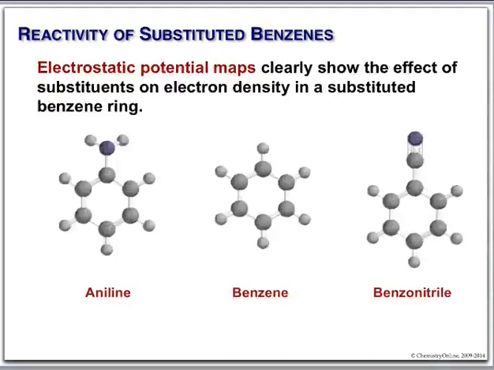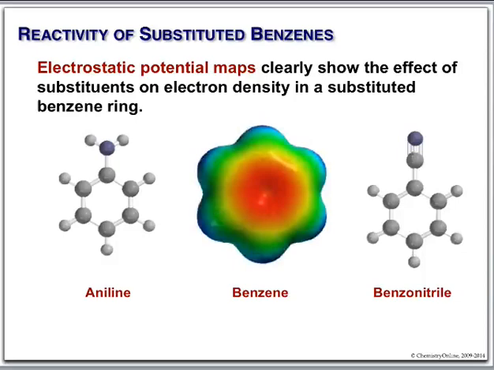Start off with aniline. Aniline is aminobenzene. So this is NH2 attached to our benzene ring. Remember, the nitrogen has a lone pair of electrons. By resonance, it can move those into the ring. And when it does that, it dumps lots of electrons in there. Benzene, of course, is just by itself. Benzonitrile. The carbon-nitrogen triple bond is very electron withdrawing. So it does the opposite. It will suck electrons out of the ring towards itself.